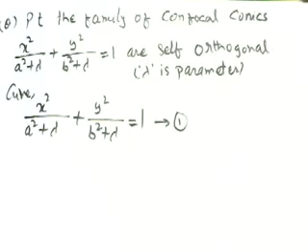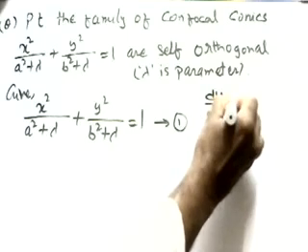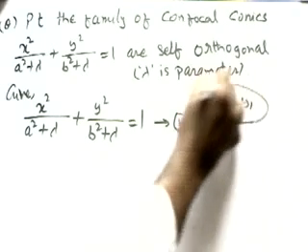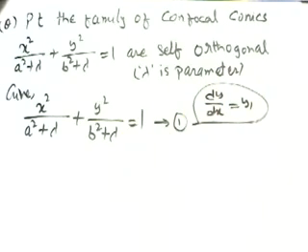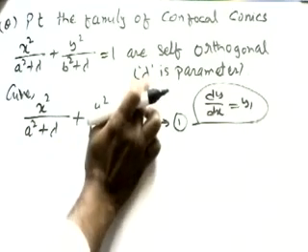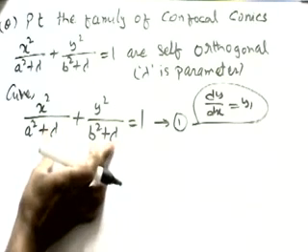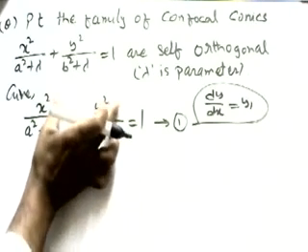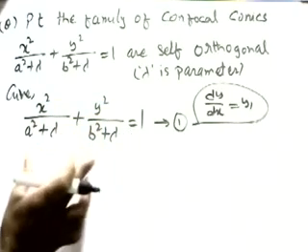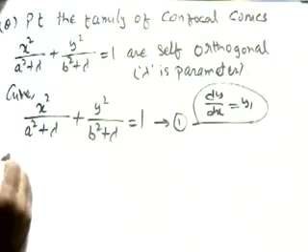Now see the next question. Prove that the family of confocal conics are self-orthogonal. Because the question is so lengthy, instead of dy by dx, I am using the symbol y1. So let me differentiate, and here lambda is the parameter. That means we have to differentiate and find the value of lambda, and then we have to substitute in this. So first let me differentiate and find the value of lambda.